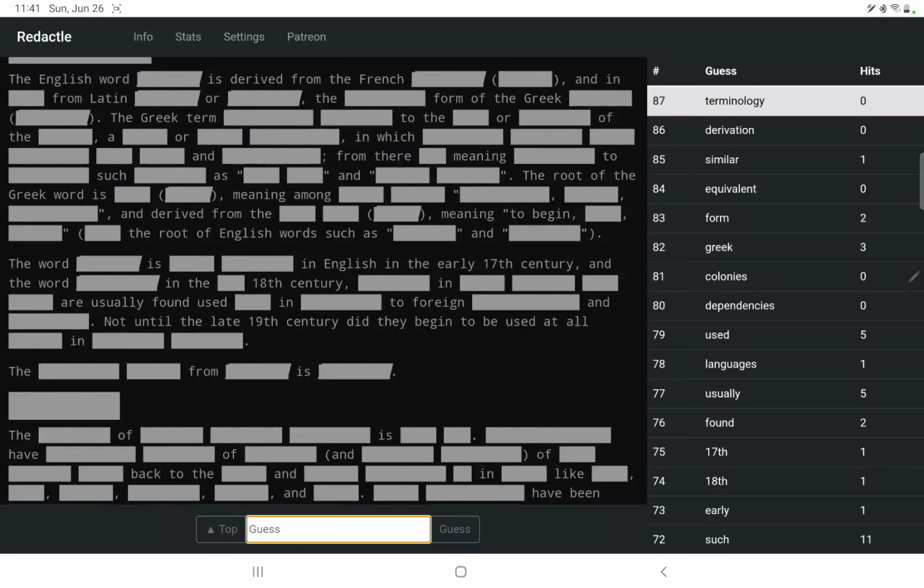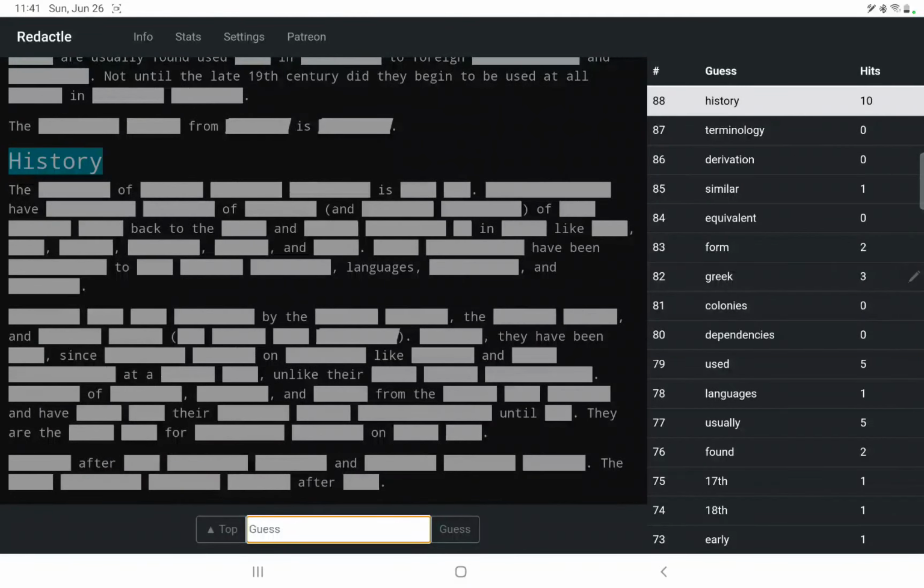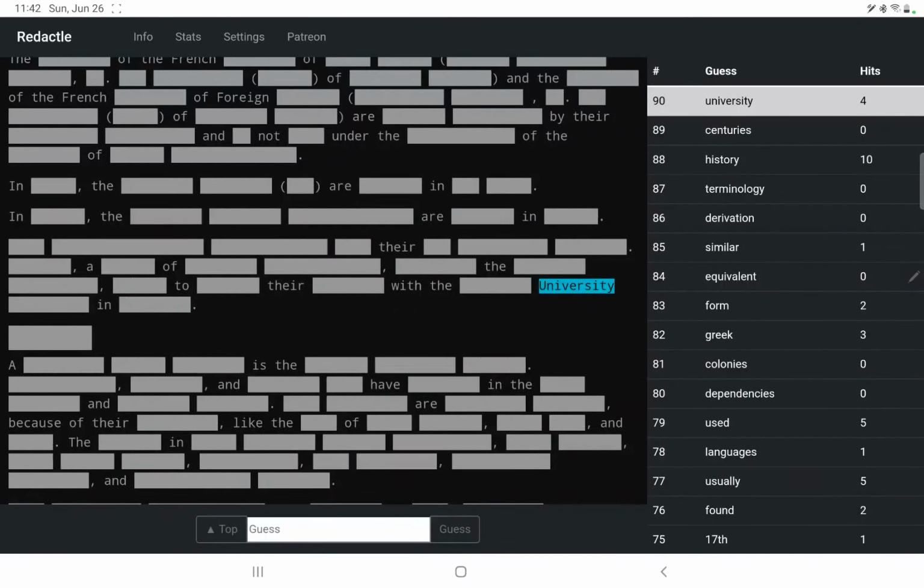Terminology. No. Let's try history. Okay, oh, here's the something of whatever. Let's try centuries. No centuries. Okay. Just going to try university for no particular reason, but that may come up four times. Okay, there's something with the something university something in somewhere.